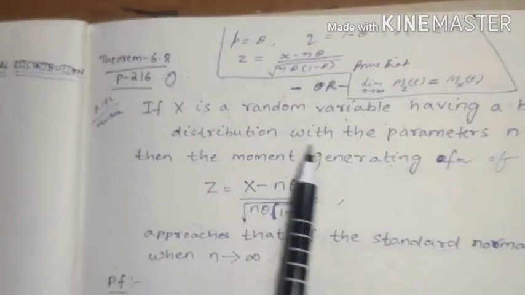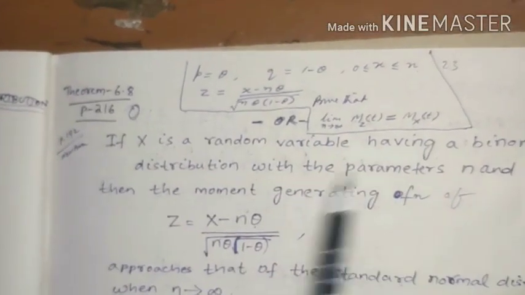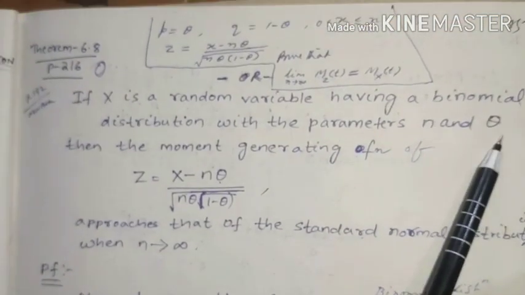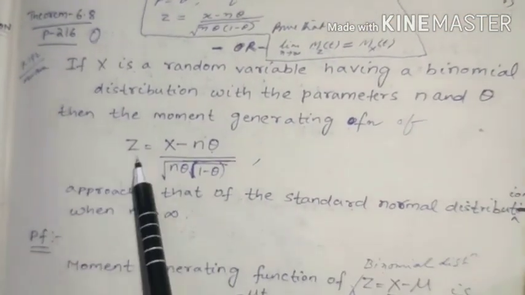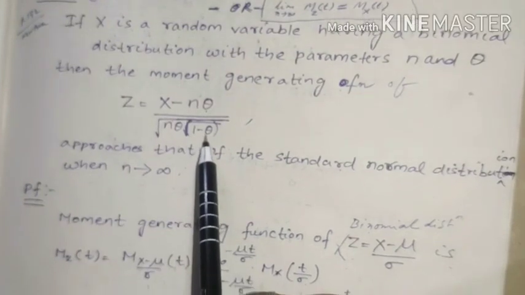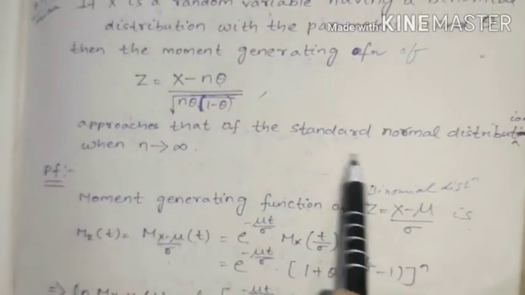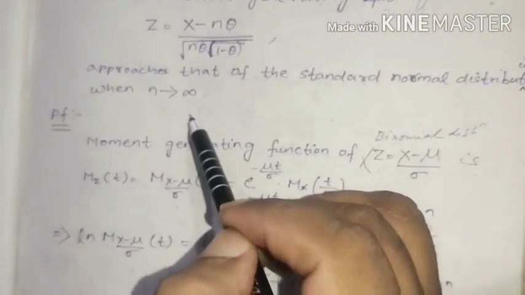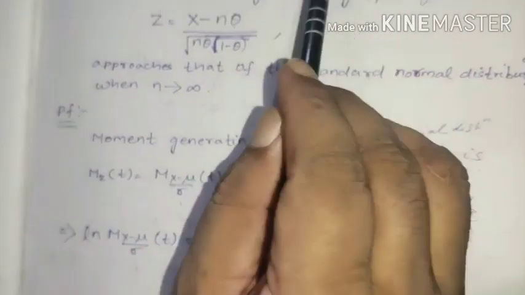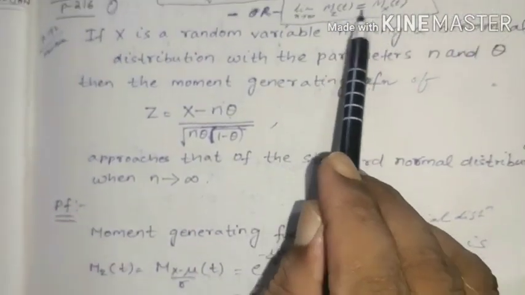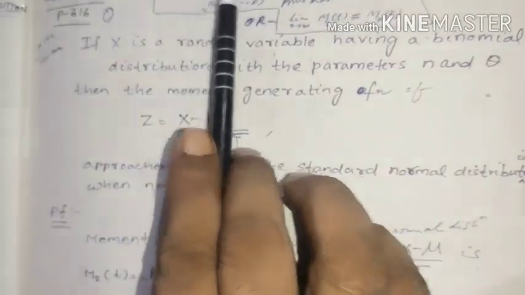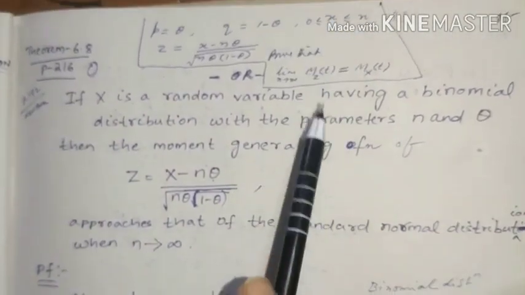Theorem: X is a random variable having a binomial distribution with parameters n and theta. The moment generating function of Z = (X minus n theta) divided by the square root of n theta times (1 minus theta) approaches the standard normal distribution when n tends to infinity. That means we have to prove that the limit as n tends to infinity of M_Z(t) will be M_X(t), where p = theta, q = 1 minus theta, X lies between 0 to n, and Z is equal to this.